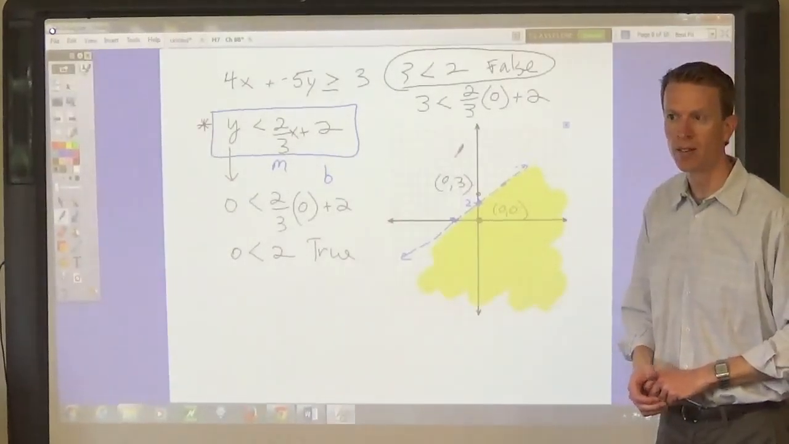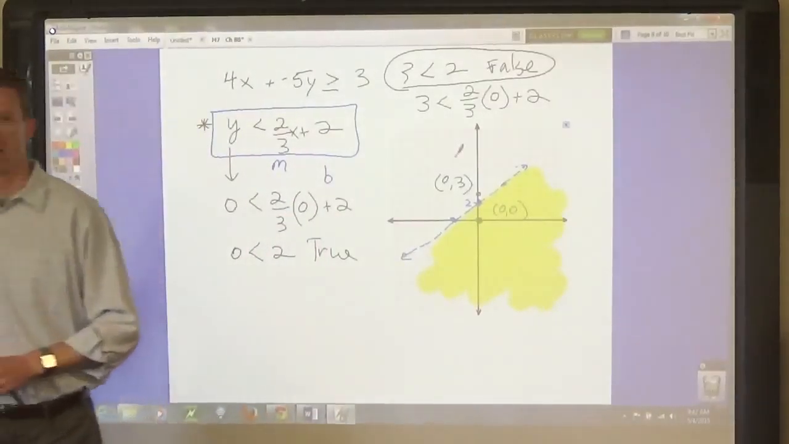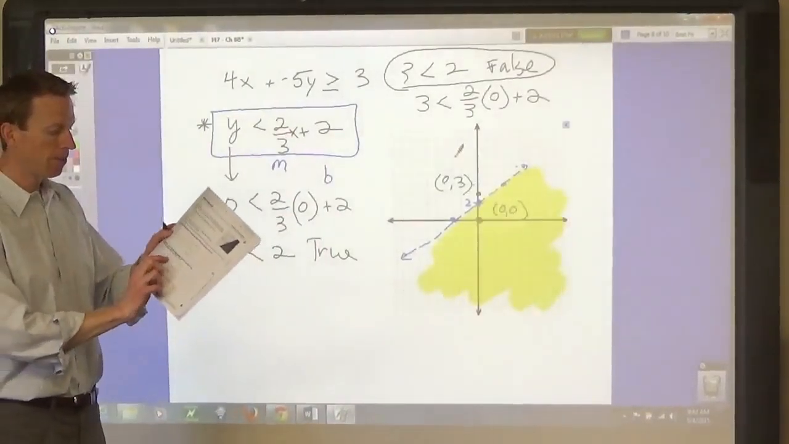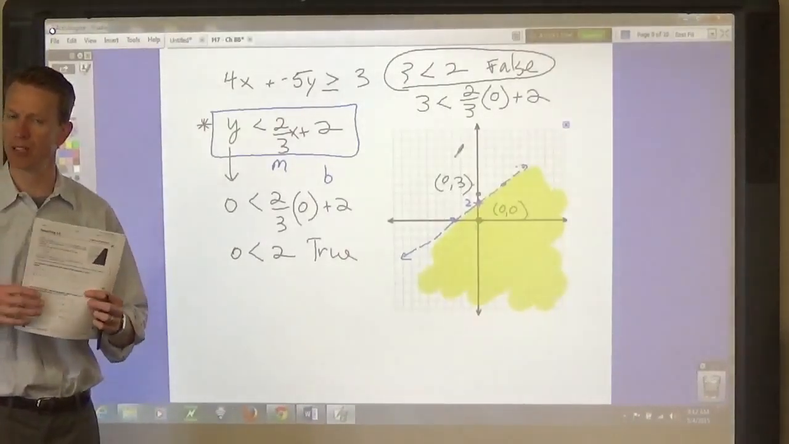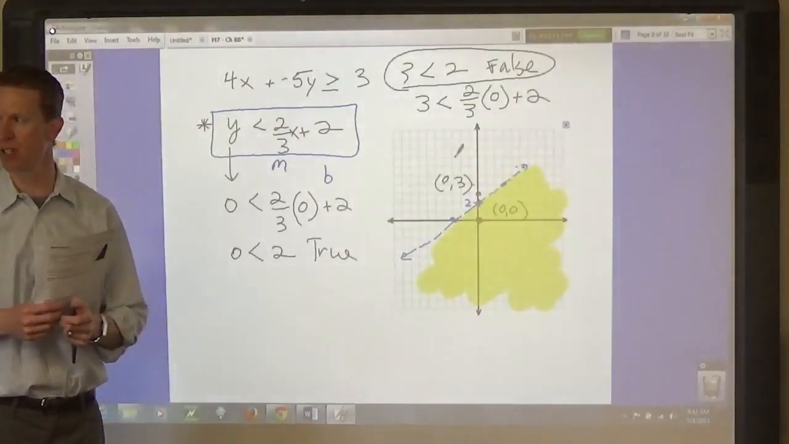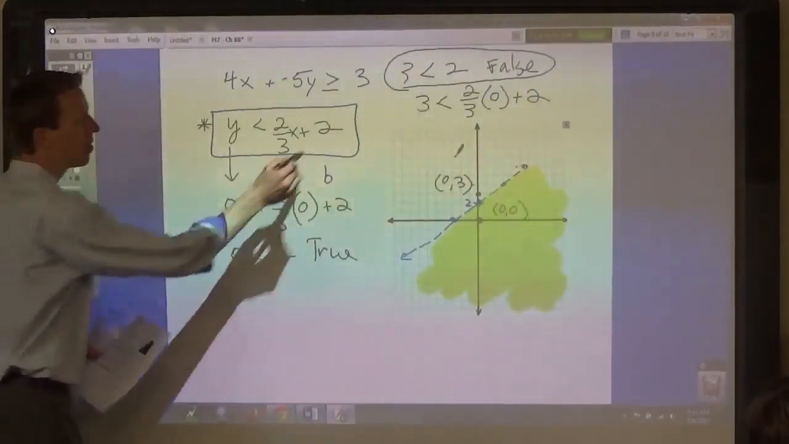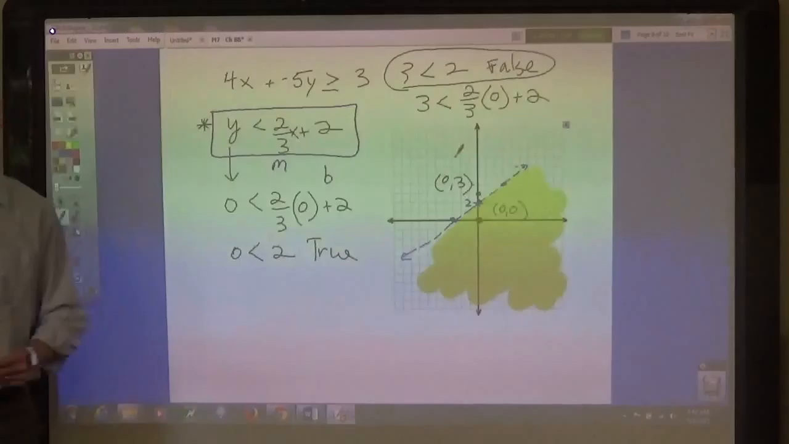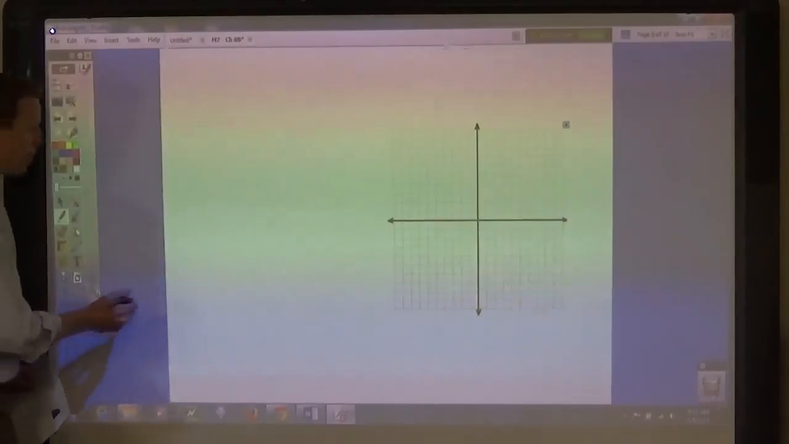For the second part of your assignment for tomorrow, you're going to be given the equation, and all you're going to do is check 0, 0 to see if it is part of the solution. So, you're just going to do the part where you're substituting 0, 0 in to check if it's true or false. Okay? So, let's do the first one together. Number 7.